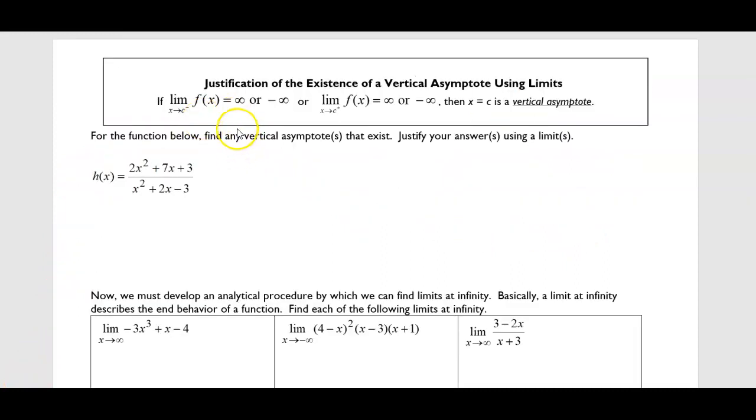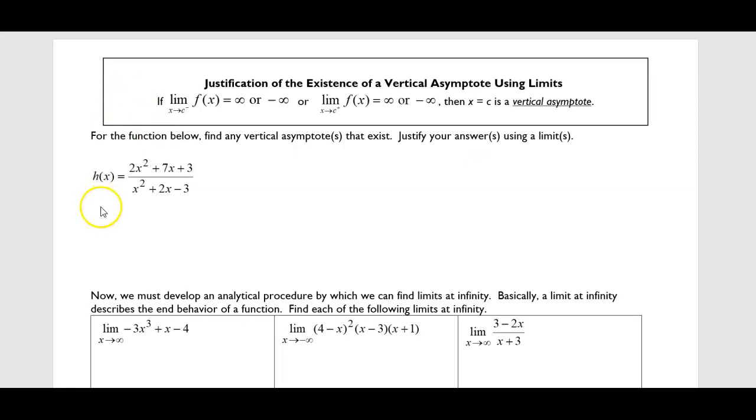So in order to justify the existence of a vertical asymptote, what we have to do is find the left limit or the right limit and verify that they are either infinity or negative infinity. So if the left limit of f of x is infinity or negative infinity, or the right limit is infinity or negative infinity, then we would know x equals c is a vertical asymptote. So that's our justification. You could still figure out where it is, like you did in pre-calculus, by looking at the denominators that don't cancel. But to justify, you have to write it with a limit statement. So we have to justify using actual calculus, which means limits.